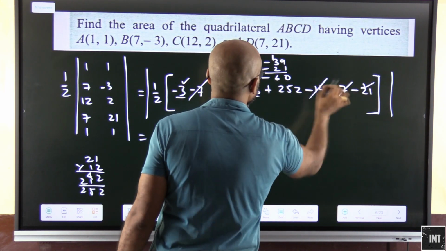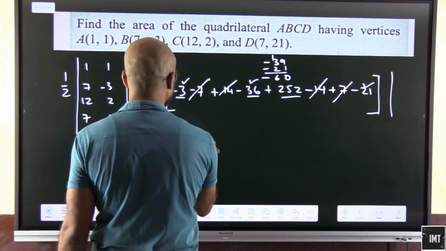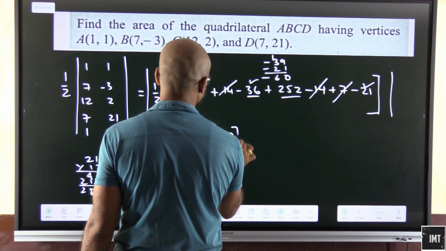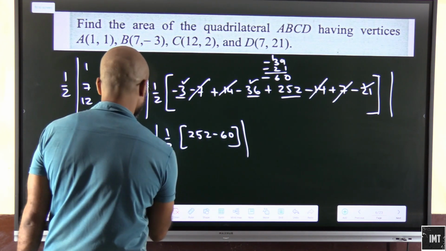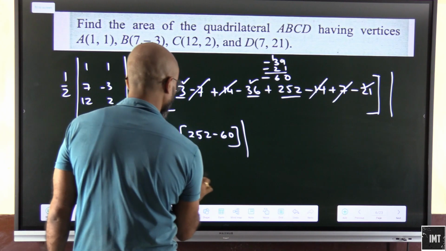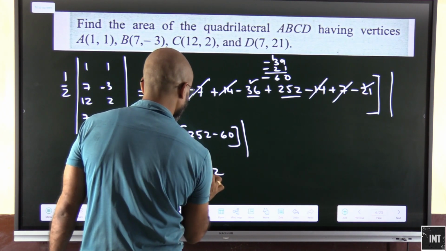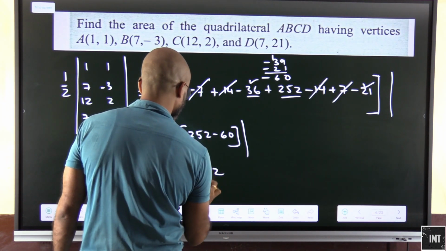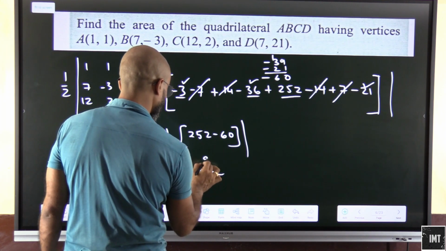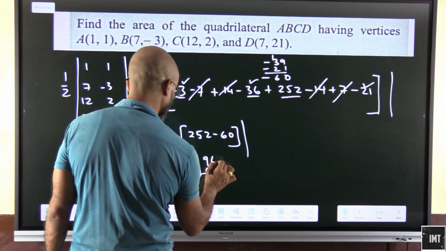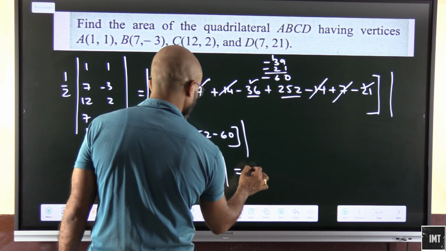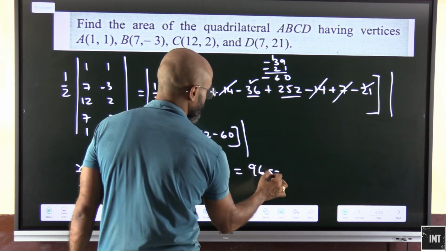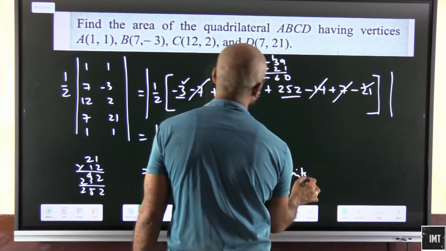39 minus 21 minus 60, so this will be 252 minus 60, so this will be half into 192. 2 nines are 18, 2 sixes are 12, so this will be 96 square units. This will be the answer. Okay.